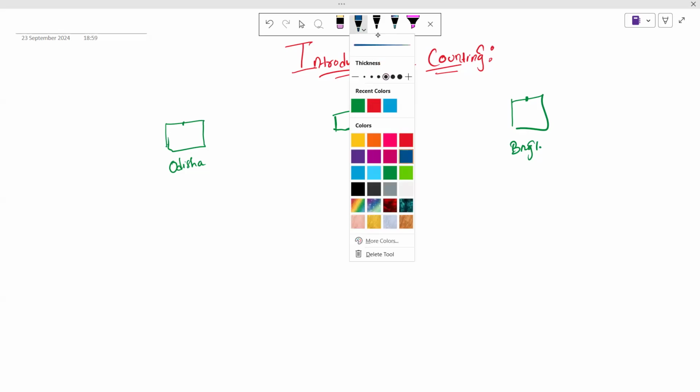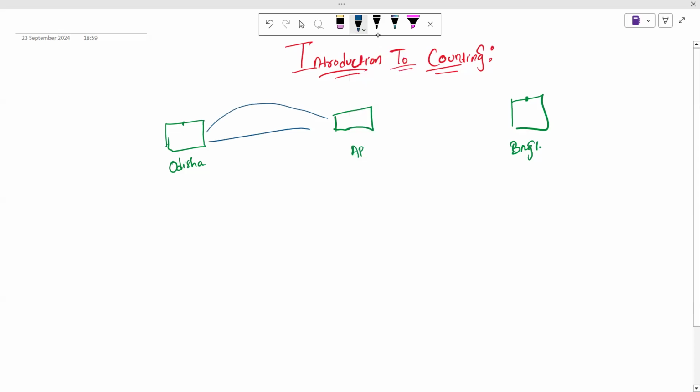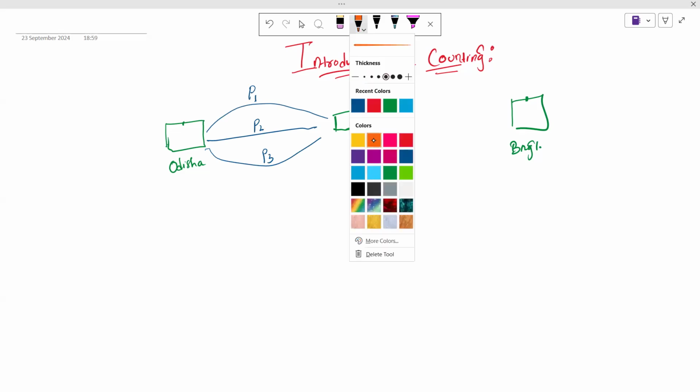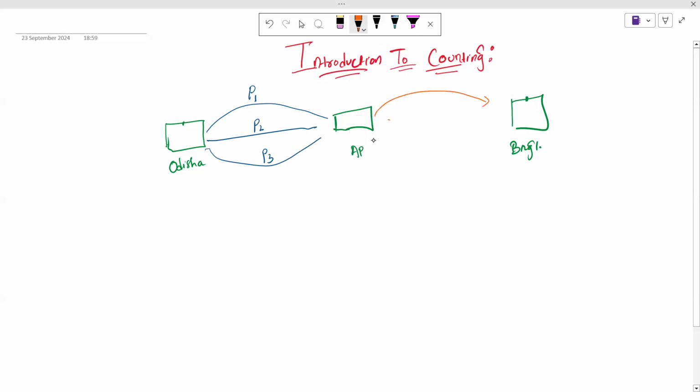let's assume we have three paths. There are three roads: P1, P2, and P3. Similarly, if we go from Andhra Pradesh to Bangalore, assume there are four paths: road 1, road 2, road 3, and road 4.